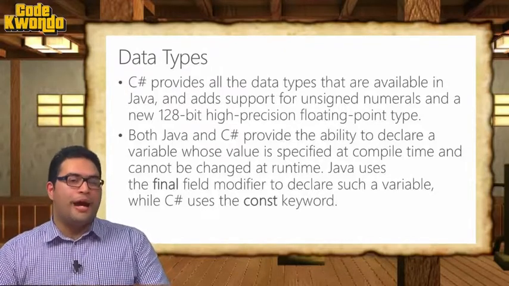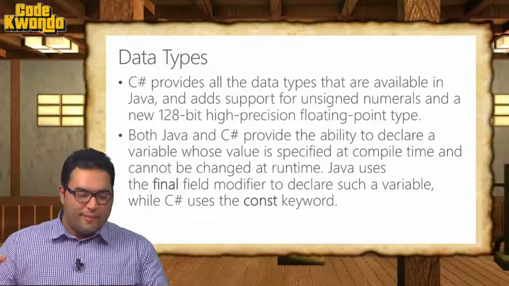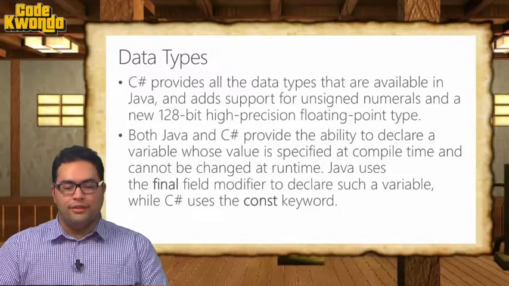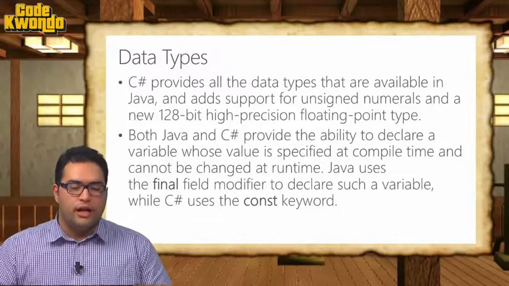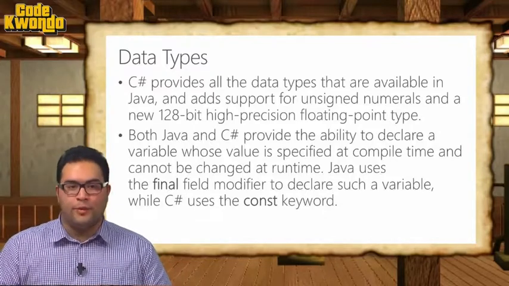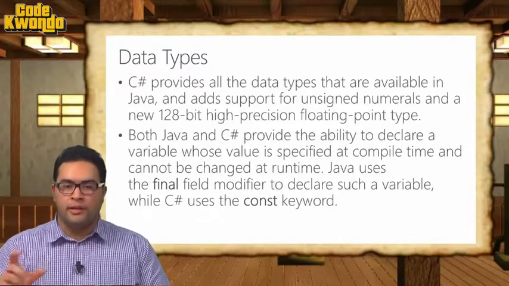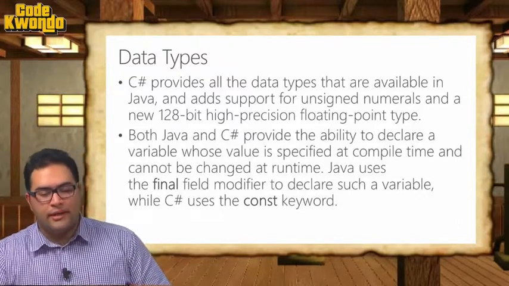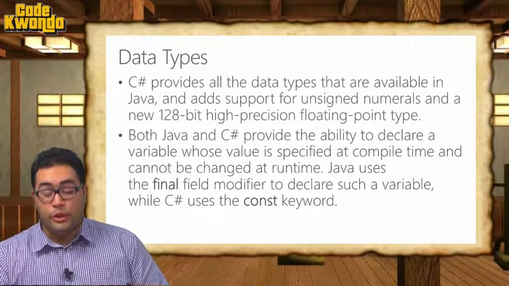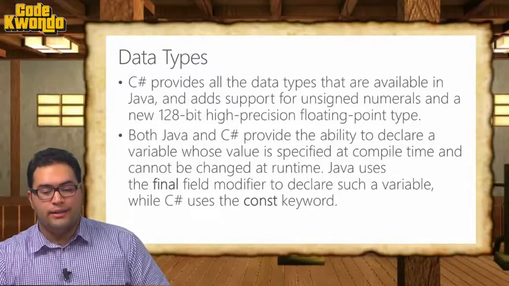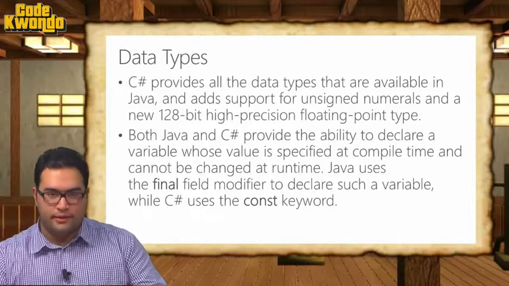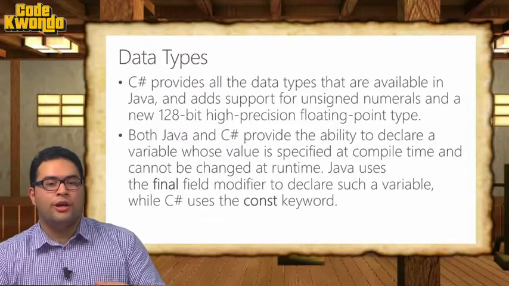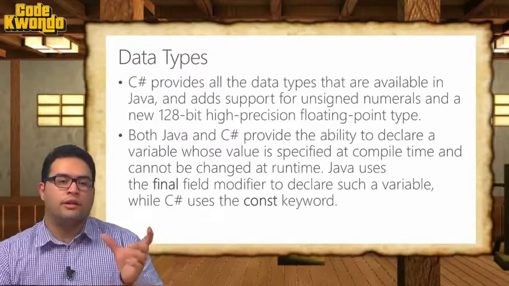So think about all the math work that you guys do, and as soon as you have big physics numbers, it's tough. It's tough to be able to do that without losing precision. With C# with that 128-bit high-precision floating type, you can, and you can keep a lot more numbers after the dot. So both Java and C# also provide you with the ability to declare a variable to be specific at compile time, and that can't be changed at runtime. So in Java, this is done using the final keyword. In C#, we follow the C and C++ trend of using the const keyword.